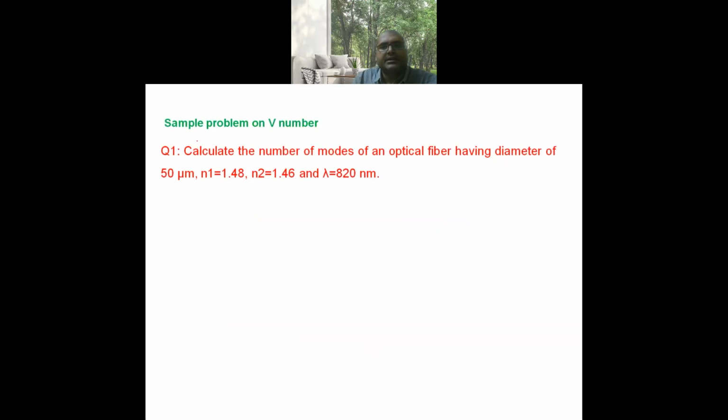A sample problem on V number. Calculate the number of modes of an optical fiber having a diameter of 50 micrometer, n1 is equal to 1.48, n2 is equal to 1.46, lambda is equal to 820 nanometer. Here, you can simplify the problem like this. The diameter of core is 50 micrometer.